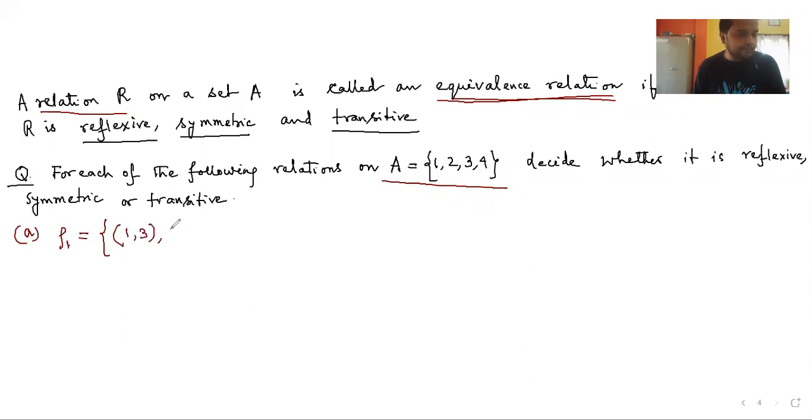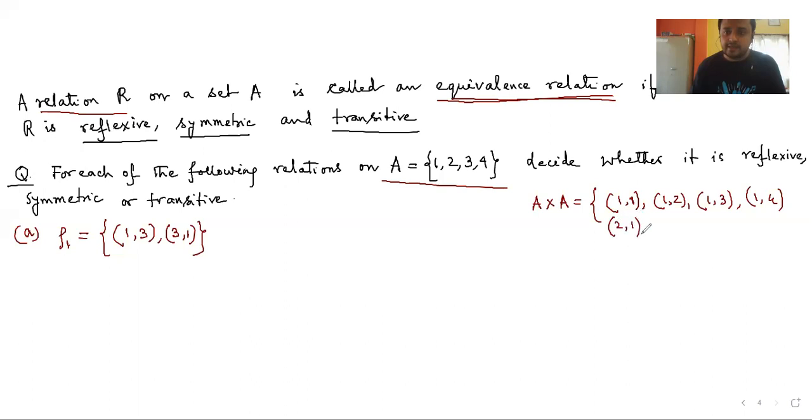1, 3 and 3, 1. Now you very well know that this Cartesian product A cross A contains what type of elements? It contains elements like 1, 1, 1, 2, 1, 3, 1, 4, 2, 1, 2, 2, 2, 3, 2, 4, 3, 1, 3, 2, 3, 3, 3, 4, 4, 1, 4, 2, 4, 3, 4, 4. All these points are present in this Cartesian product A cross A. I think it would be nice if I write it over here. Although it will take some time, since you are doing it for the first time, it would be nice if the entire thing remains in front of you. So the Cartesian product contains points like this.